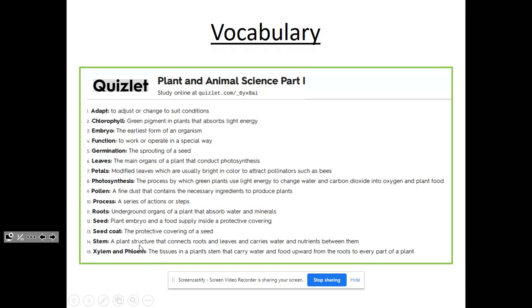Stem is a structure part. It's the structure in the plant that connects the roots and the leaves, and it basically carries the water and nutrients between them. You need the stem so that the nutrients and water can travel.